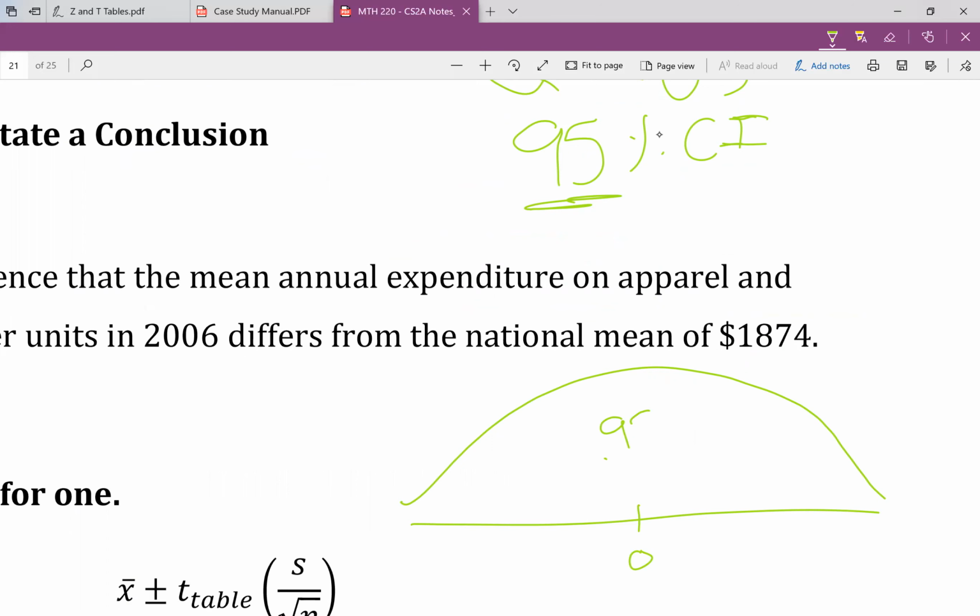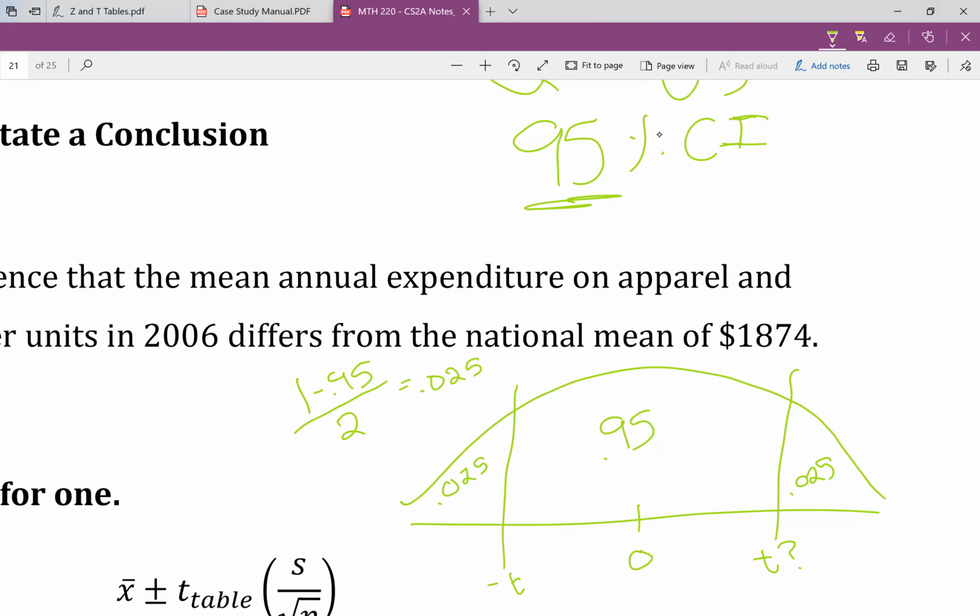So we put 95% in the middle, and then we have to figure out what belongs in the tails. If we do (1 minus 0.95) divided by 2, we get 0.025. That's the number that belongs in my tail area. And this negative t and this positive t, that's what we want to solve for.